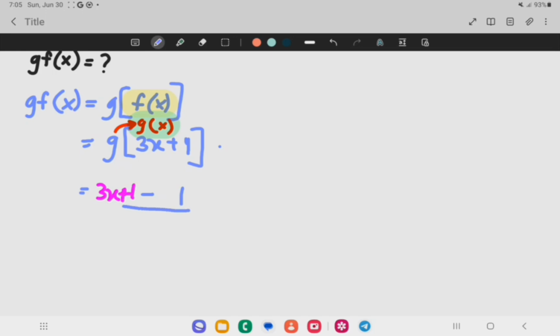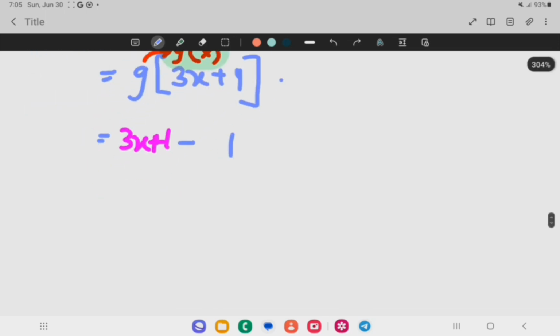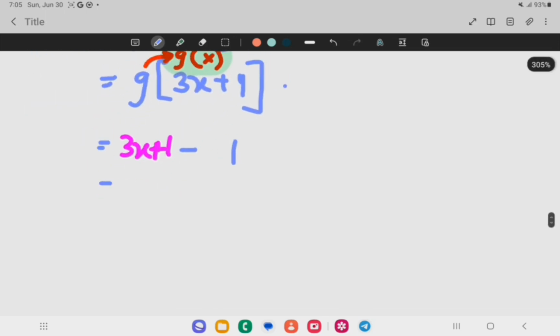Positive one and also negative one, you can press the calculator, you will get 0, right? So the final answer would be 3x. So this is the final answer of the gf function.